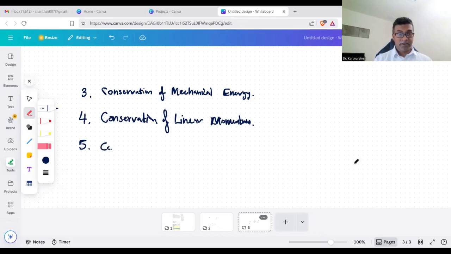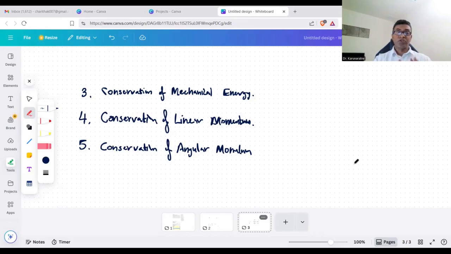Number 5, and this is the last concept that you need to know: conservation of angular momentum. In the absence of a net external torque acting on a system about an axis of rotation, the angular momentum of that system does not change.